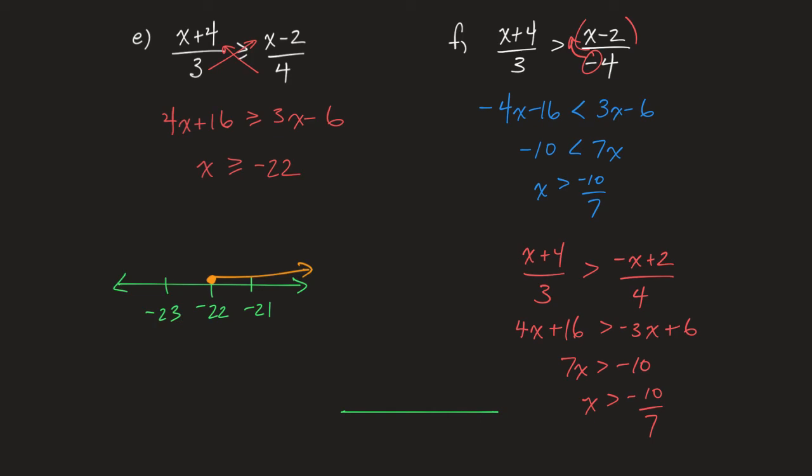And within my second graph, I would now have, I need my green, negative 10 sevenths. I need my integer to the right. So negative 10 sevenths is negative 1 and a bit. So that means I would have my negative 1, my negative 2. I now need to highlight with an open circle everything greater. And there we go. So hopefully everything matched up.